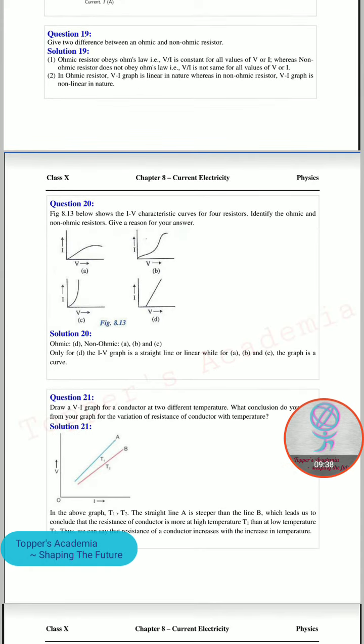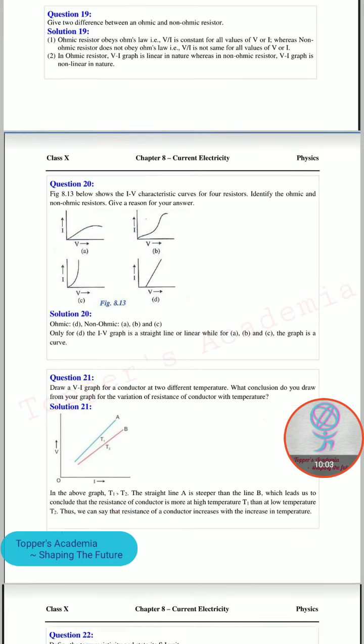Question number 20 is very important. A figure shows four options, IV graphs, to identify the ohmic and non-ohmic and give a reason. So the ohmic conductor is D, and non-ohmic conductors are A, B and C, because A, B, C are non-linear while D is linear in nature.